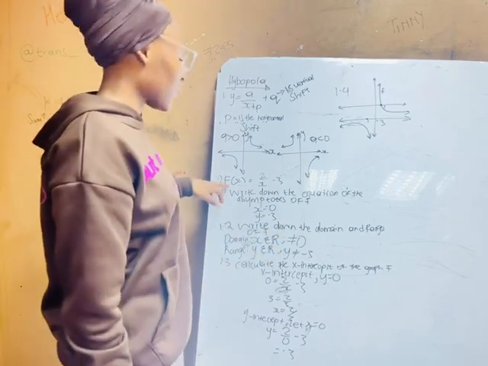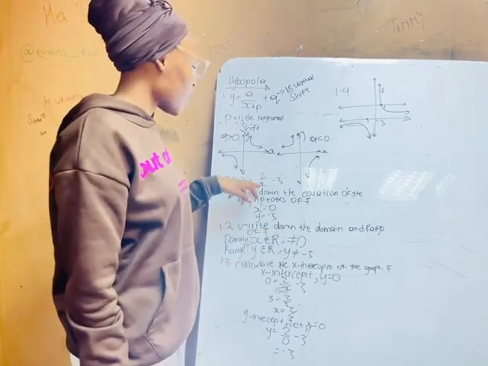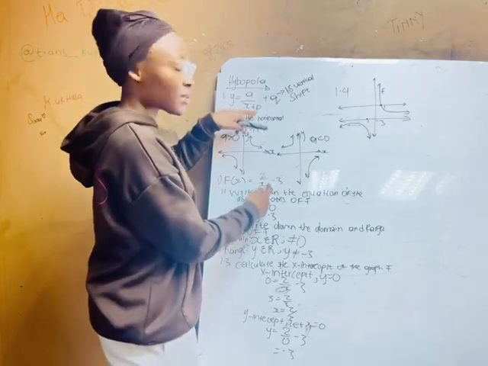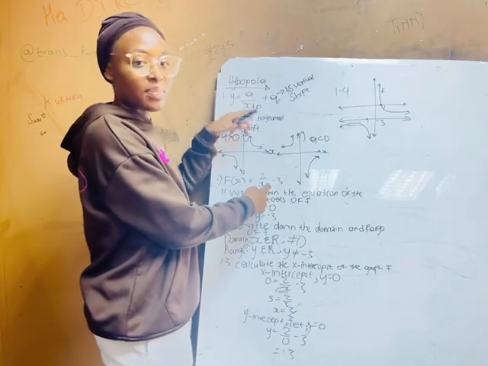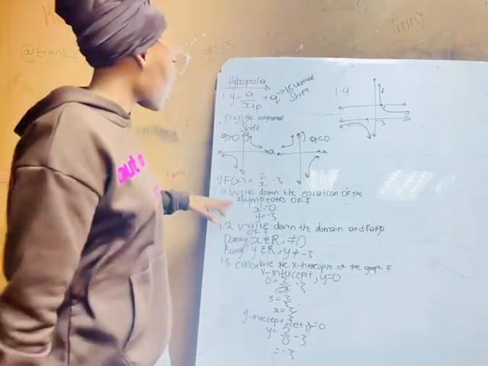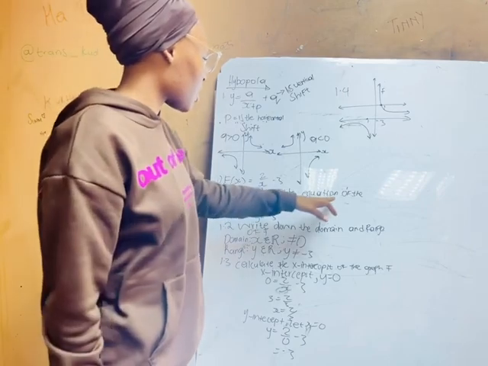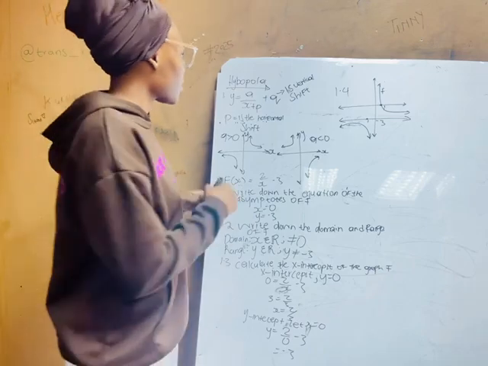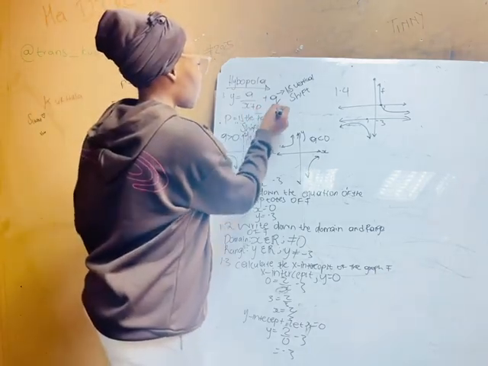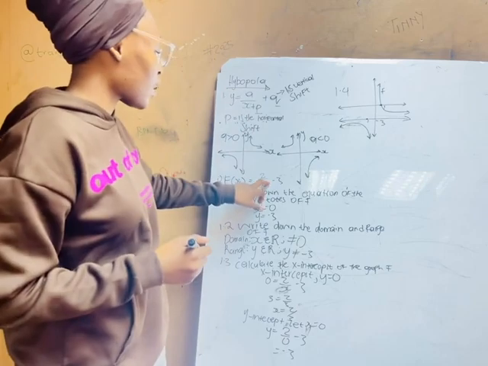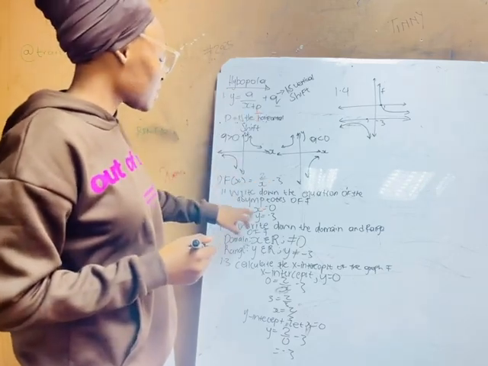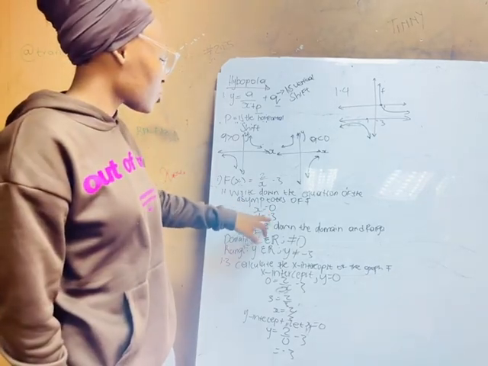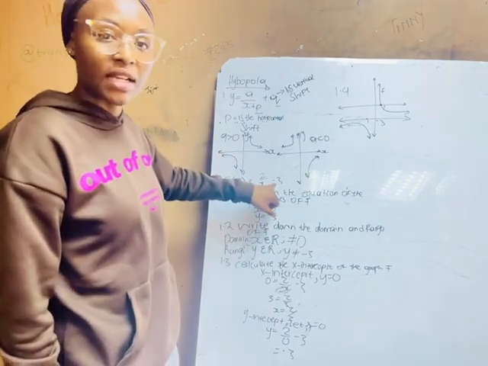We are given this function of 2 over x minus 3. Here we don't have a plus p, it means that p is equal to 0. The first question says write down the equation of the asymptote of f. The asymptotes come from p and q, and you can see here we don't have a p. It means that x is equal to 0, and the y asymptote is equal to negative 3.